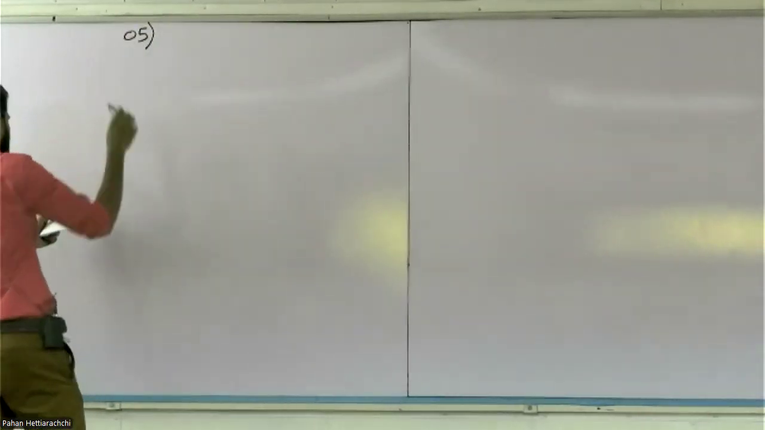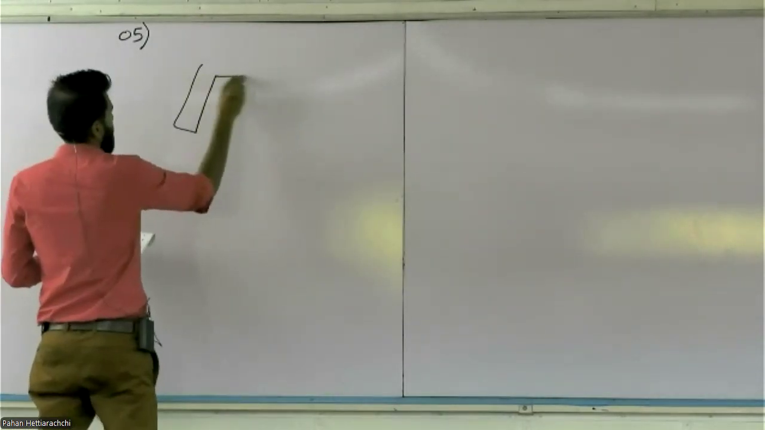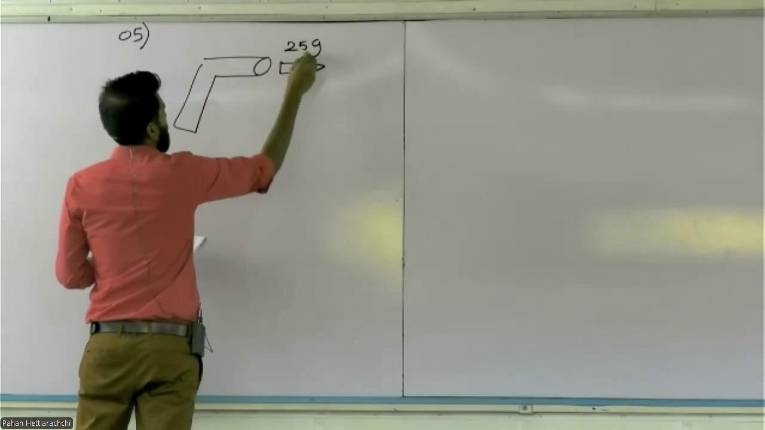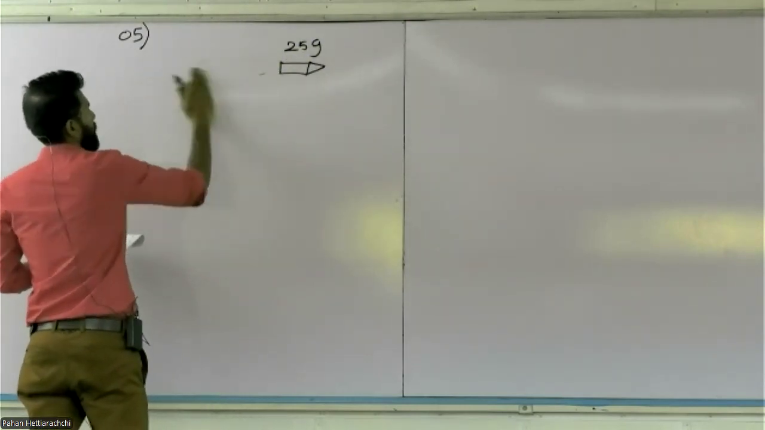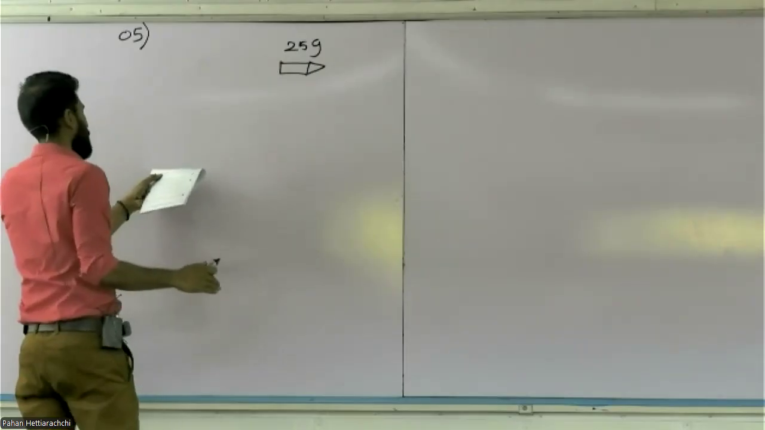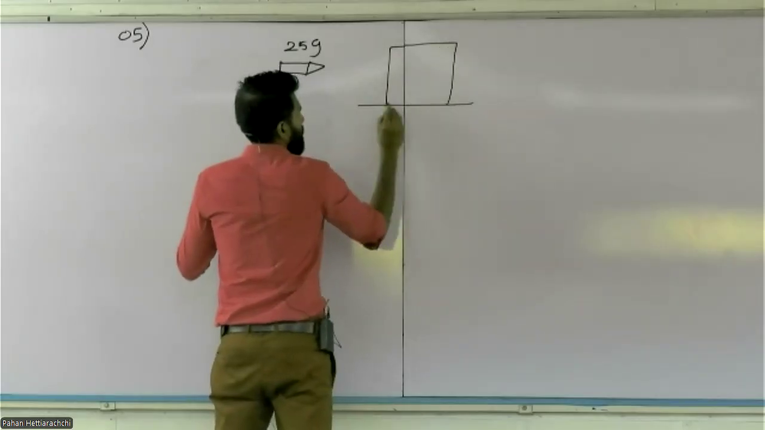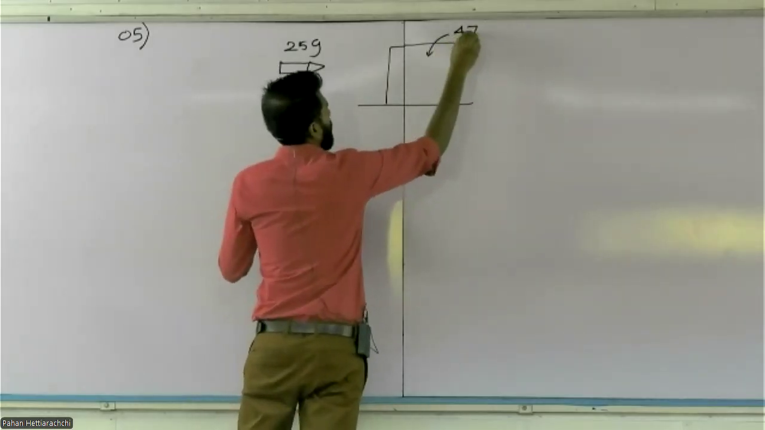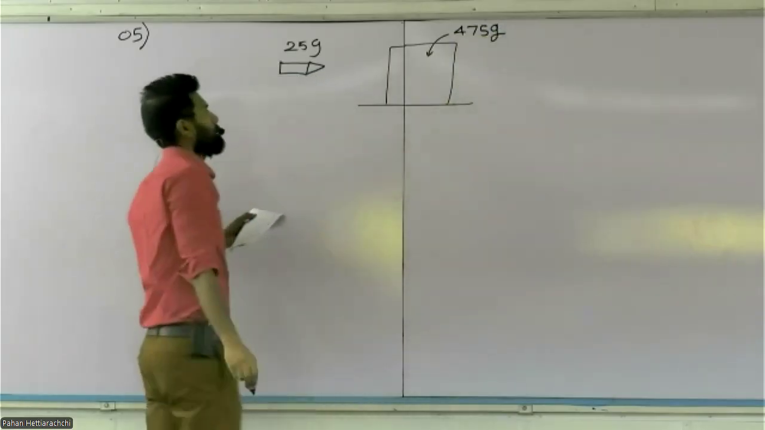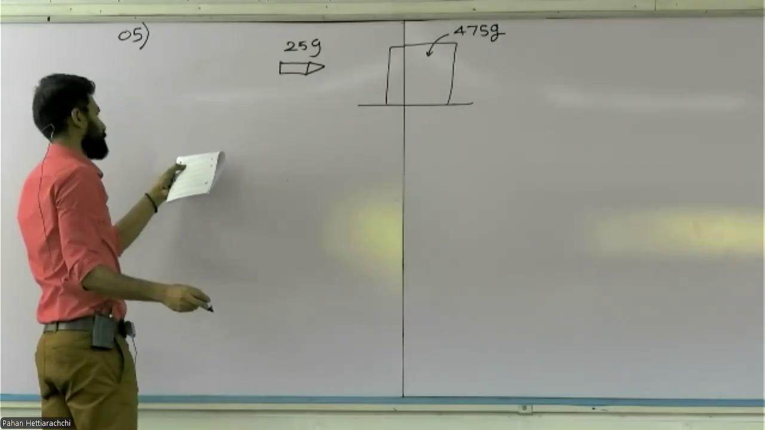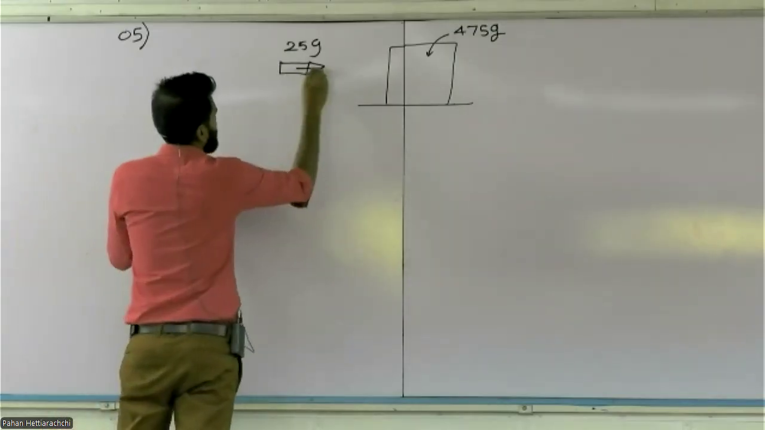Question number 5. A bullet of mass 25 g is fired horizontally into a wooden block of 475 grams. There's a wooden block with a mass of 475 grams. A bullet of 25 g is fired towards that block with a velocity u.